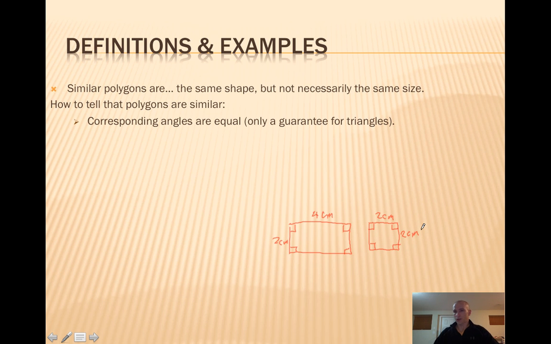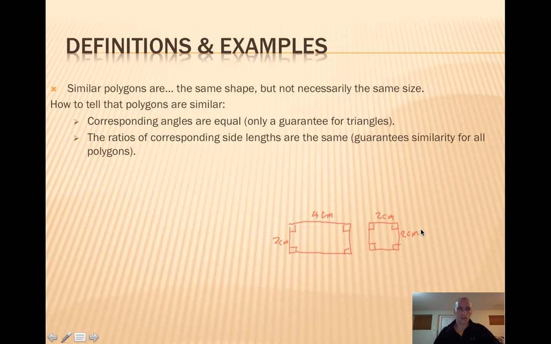But the thing that you're going to find that's different is that the ratios of the corresponding side lengths are not the same. And that means that they are not similar to each other. So there's a 1-to-1 ratio between the widths here, but the lengths there's a 2-to-1 ratio. And the fact that they're not the same means that they're not really similar to each other by our definition of similarity.